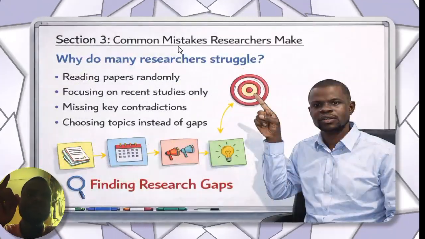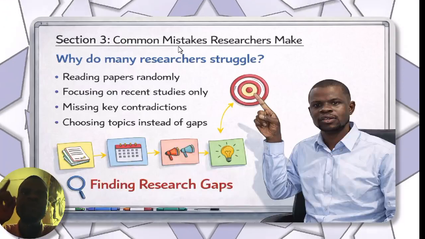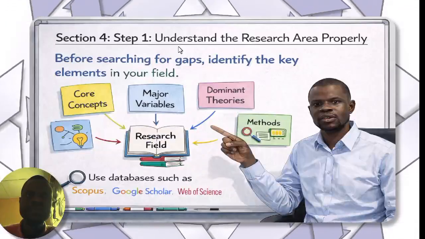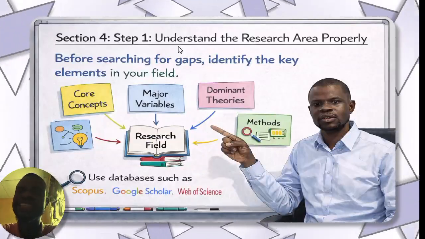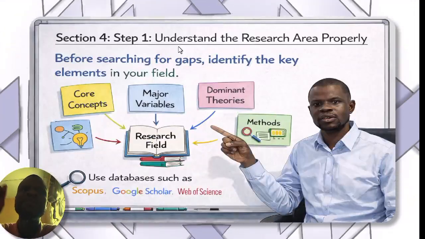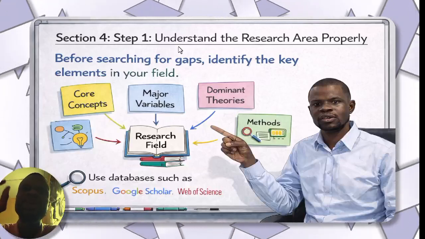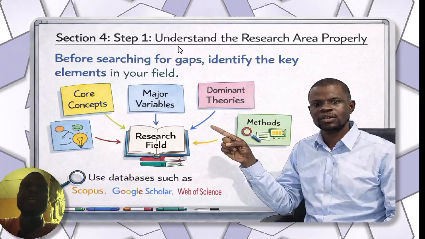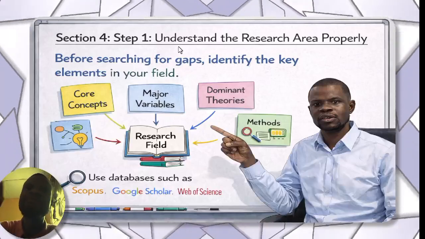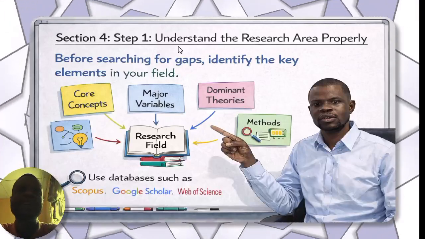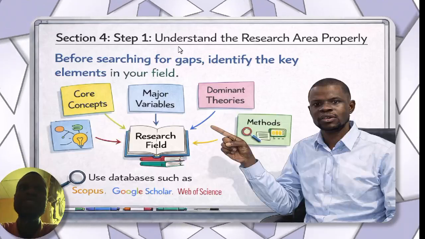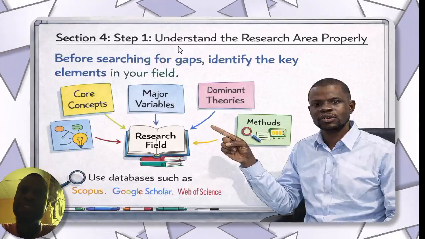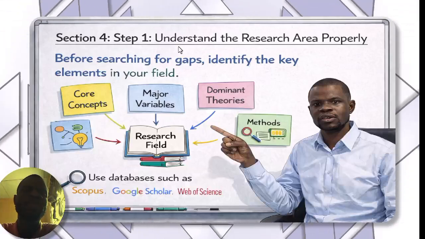Step 1: understand the research area properly. Yes, step 1 is what? To understand the research area properly. The first step is to understand the overall structure of your research field before searching for gaps. Start by identifying the major ideas and themes in your area. Look for commonly studied variables, dominant theories, frequently used methods, and popular research topics.